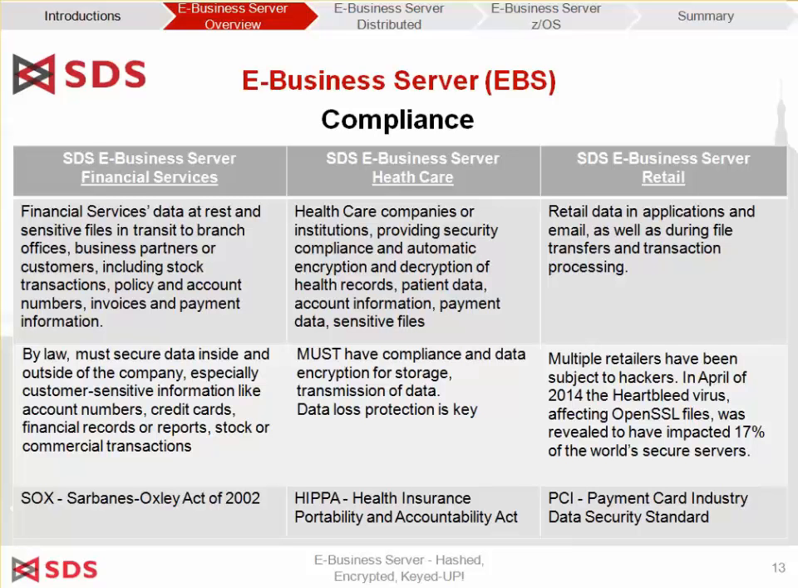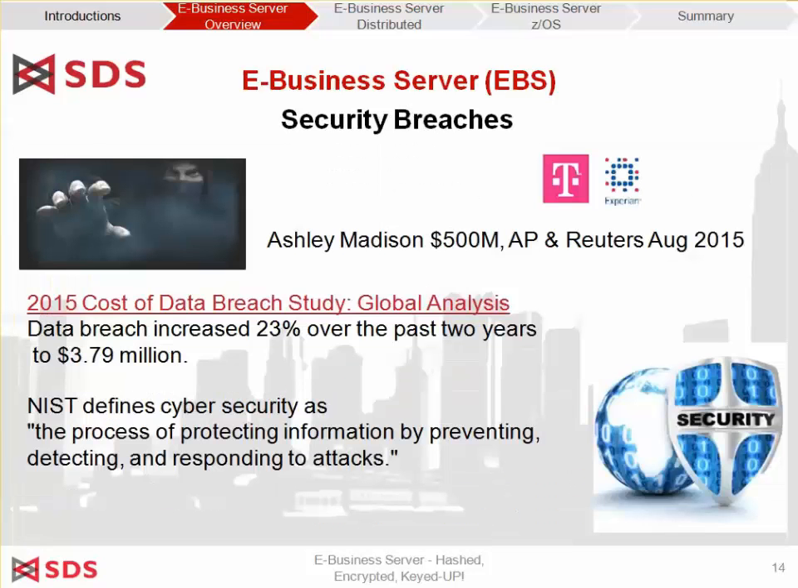In April of 2014, the Heartbleed virus affected OpenSSL files and was revealed to have impacted 17% of the world's secured servers. You're probably familiar with some of the latest data breaches. The latest in a long line of high-profile cyber attacks was the T-Mobile Experian breach of 15 million companies' data, and it happened just a few weeks ago.